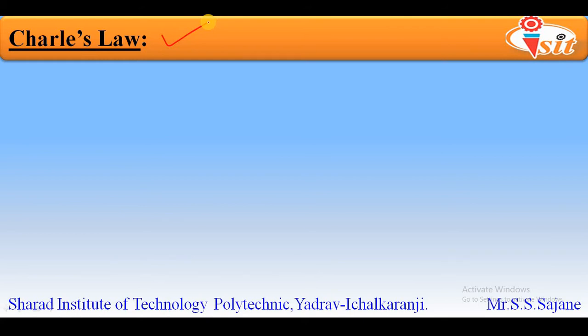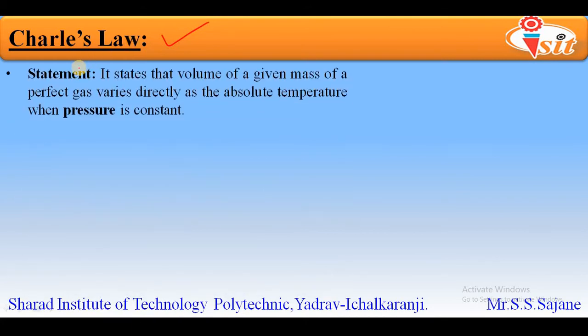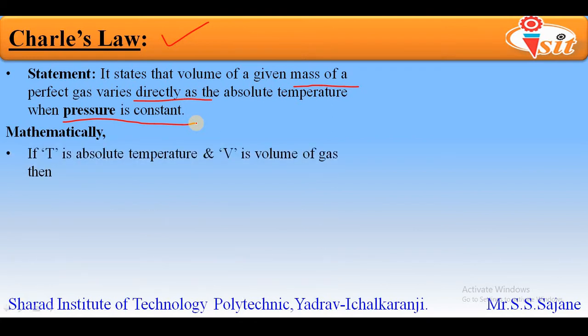We have here the simple statement for Charles law: it states that the volume of a given mass of perfect gas varies directly as the absolute temperature when pressure is constant. As in Boyle's law, in a similar pattern we can remember this statement by remembering the formula for Charles law mathematically. If T is the absolute temperature and V is the volume of gas, then Charles law is given as V is directly proportional to T. Or in other words, the ratio V by T is always constant.